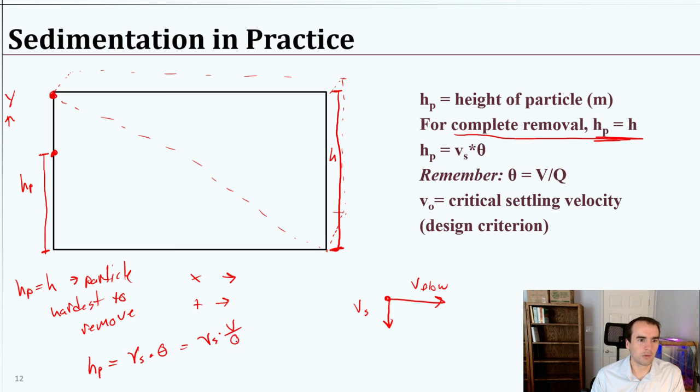V over Q is our theta, hydraulic retention time. So the height of the particle can be described in that way. And when we are designing for complete sedimentation, we're going to say that's equal to the height of the basin.